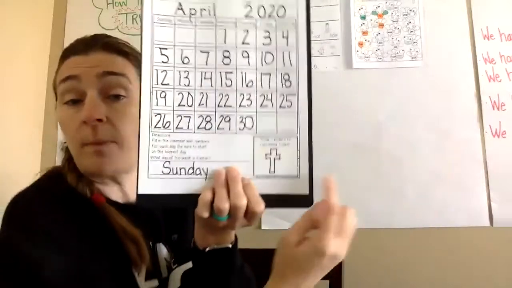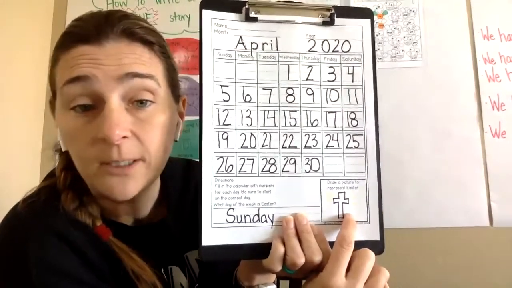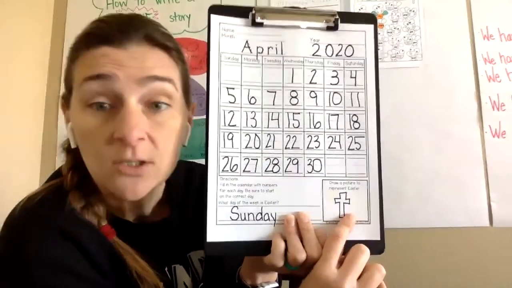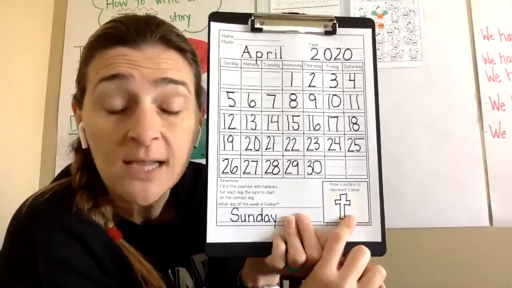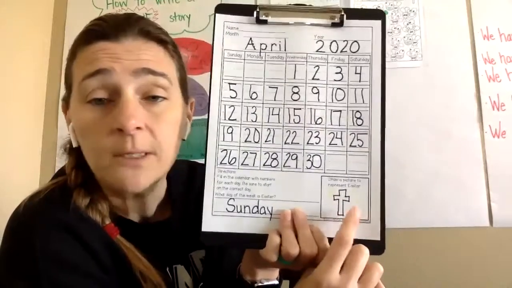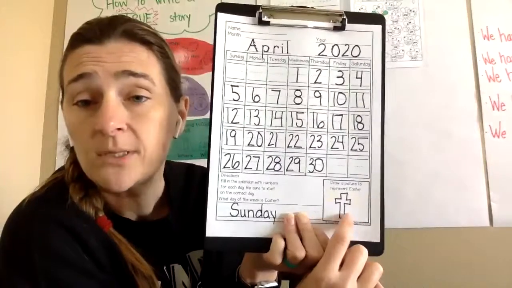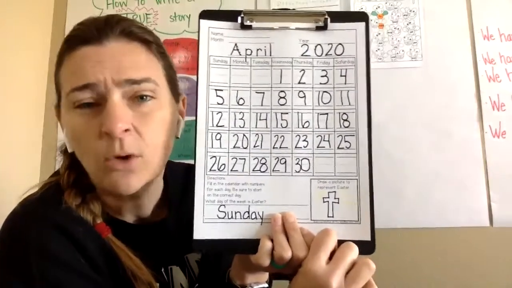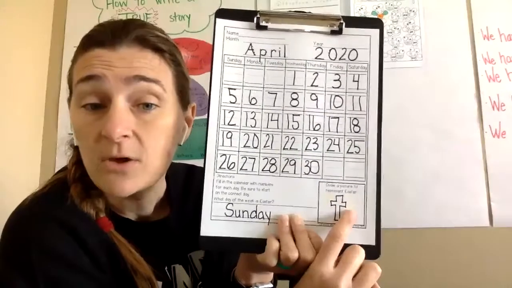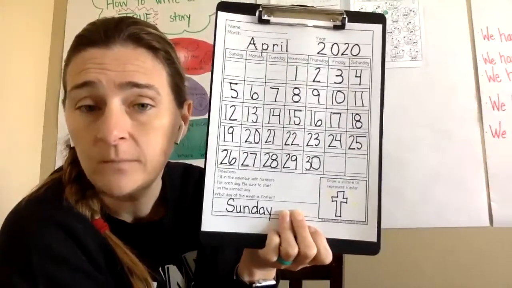Now, this box is for you to draw a picture that tells a little bit about Easter. Your picture doesn't have to be a cross, okay? Just like when we do our calendar in class, your picture doesn't have to be the same. For me, Easter represents Jesus coming back to life, and we're going to talk more about that a little later, okay? But those are the 2 things you need to do at the bottom, okay?